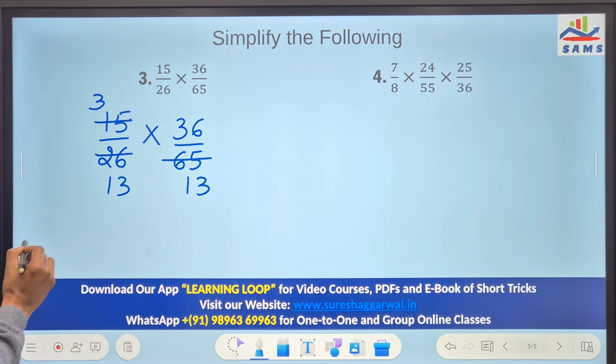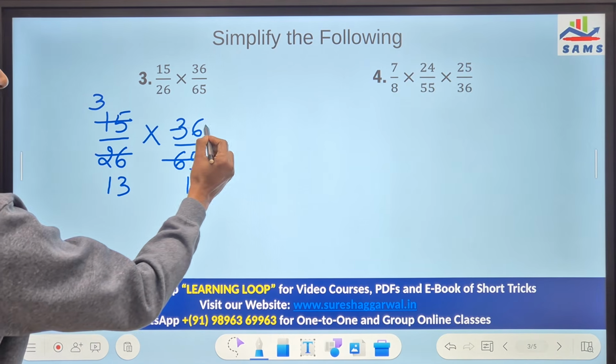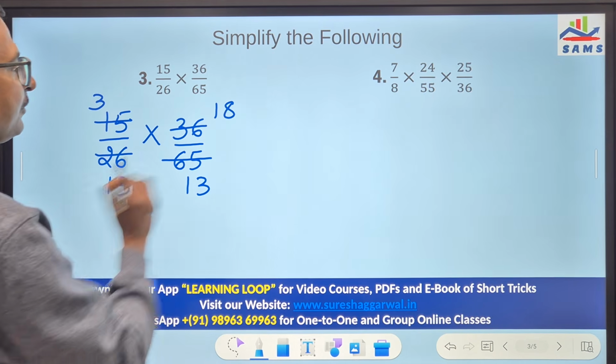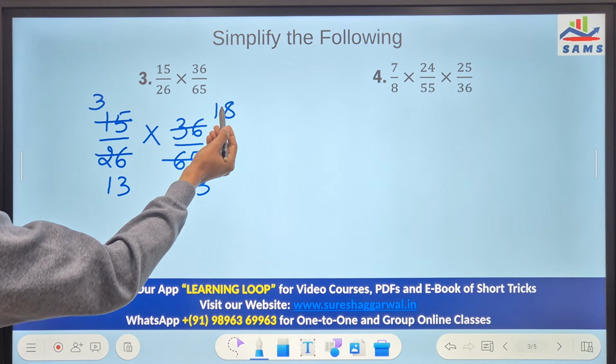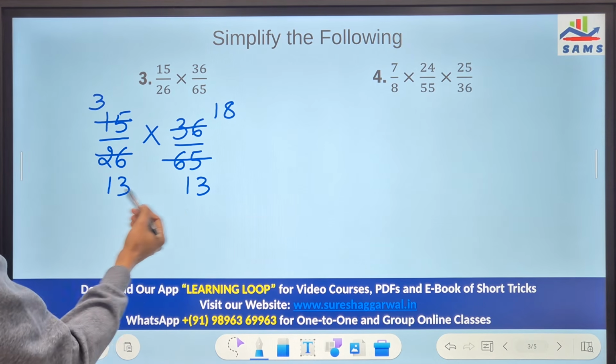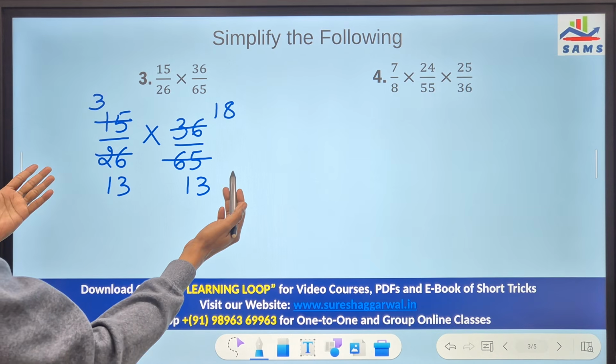This gives me 13, and when you divide this by 2 and divide this by 2, you get 18. And 13, 13, both are prime. 3 is prime. 18 does not go into 13. So I don't think there are any more common factors.